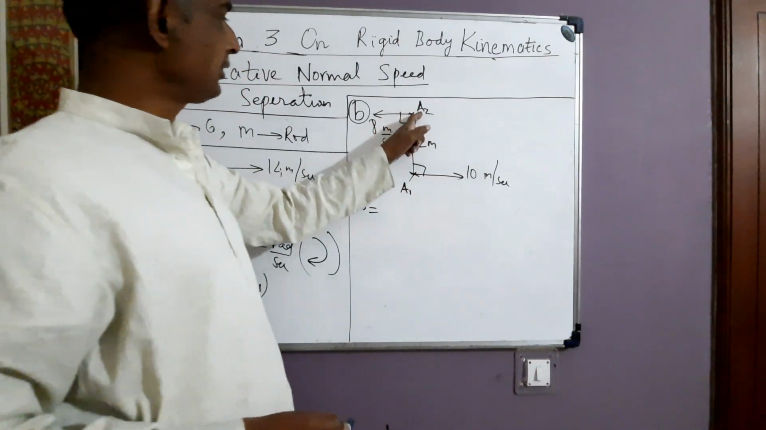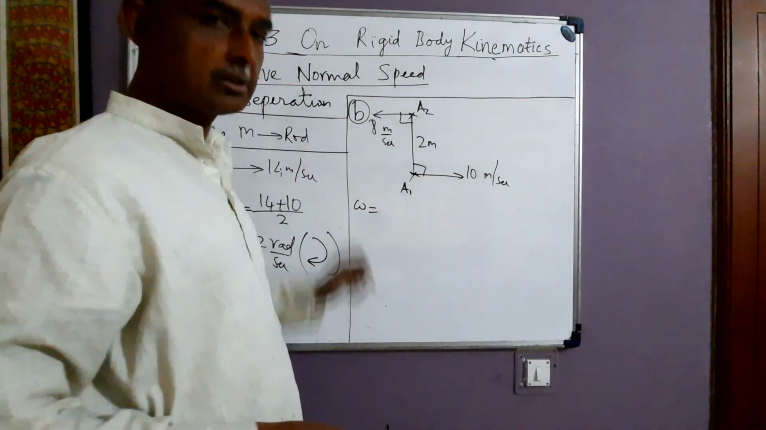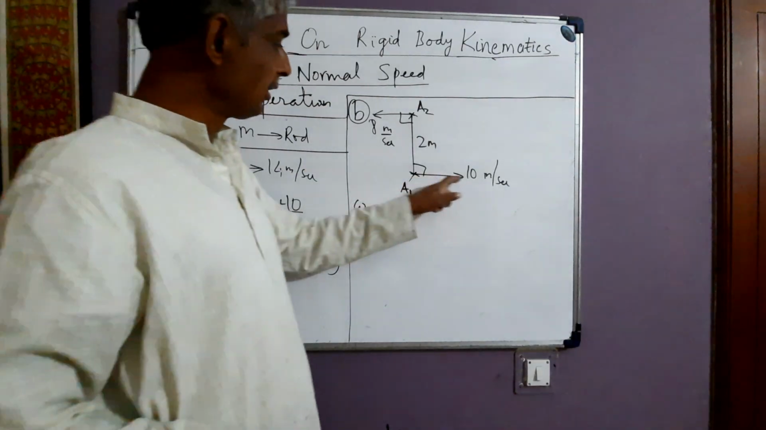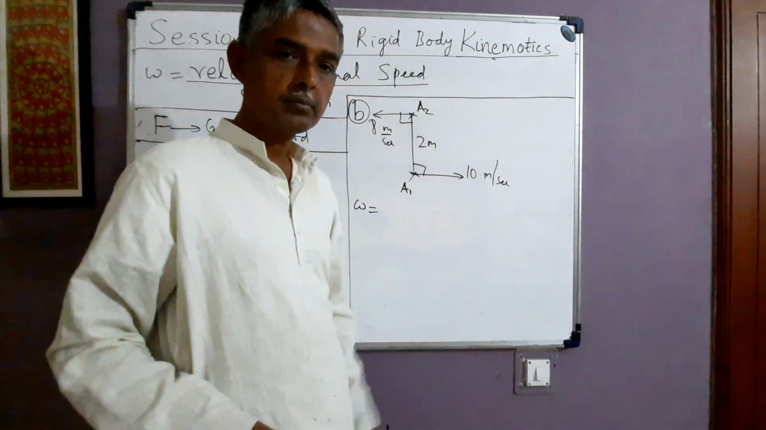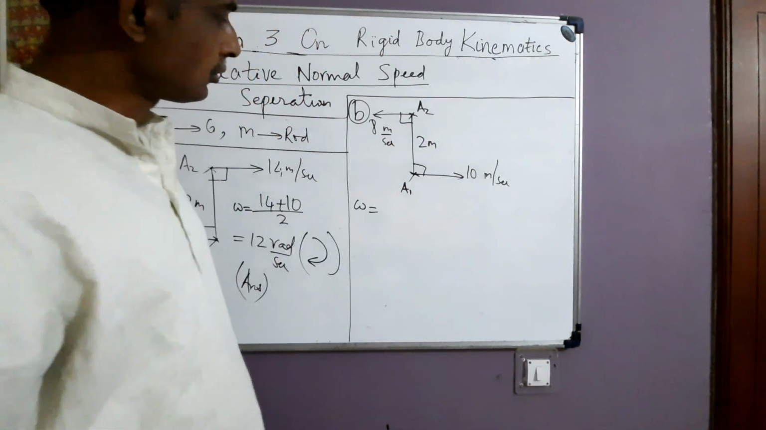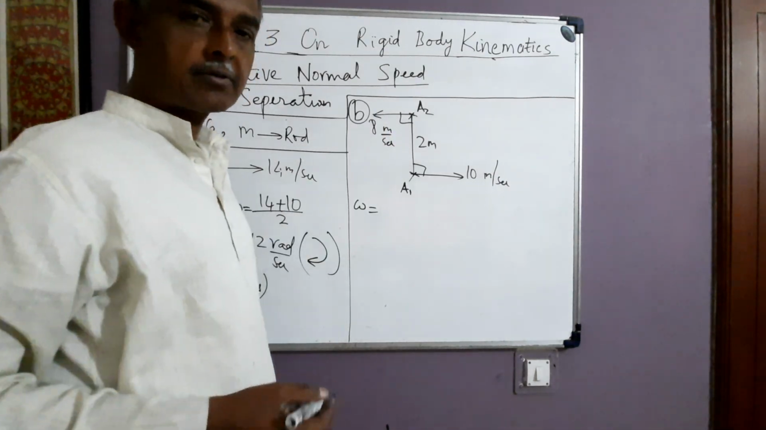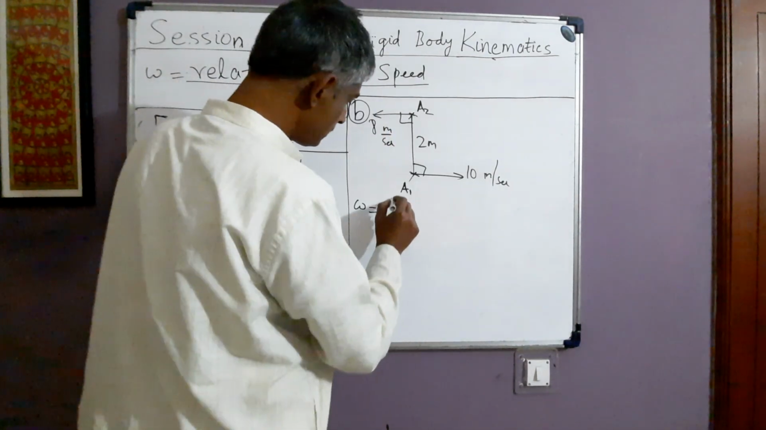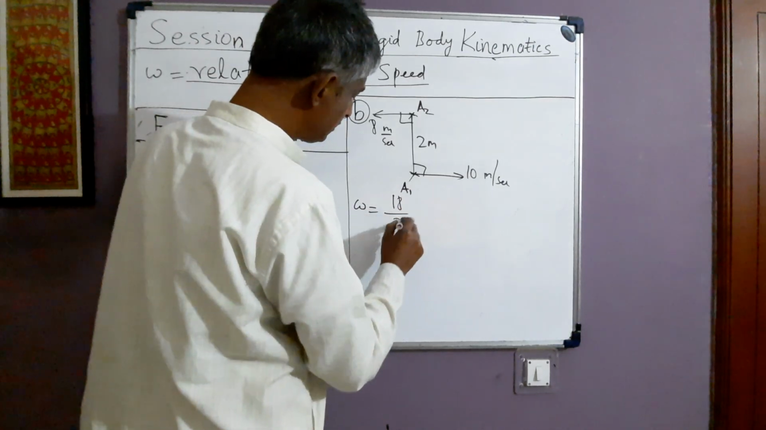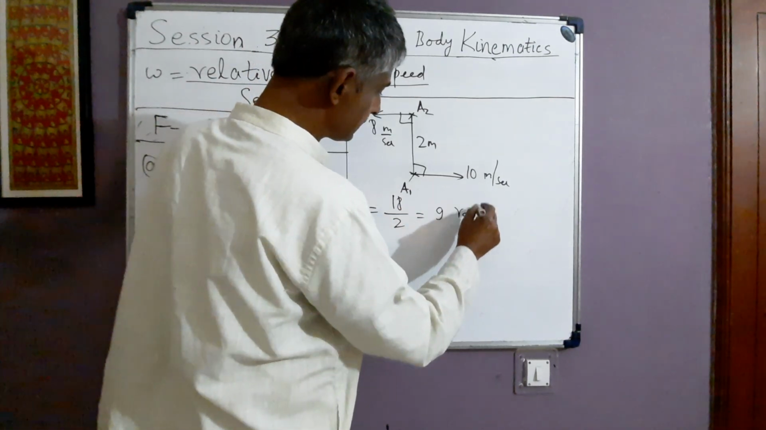Normal speed of A2 is simply 8 sine 90 degree, that is 8 meter per second leftward. Normal speed of A1 is 10 meter per second rightward. They are in opposite directions. So relative normal speed is equal to 10 plus 8, 18 meter per second, from the theory of relative velocity. 18 by 2, that is equal to 9 radian per second.